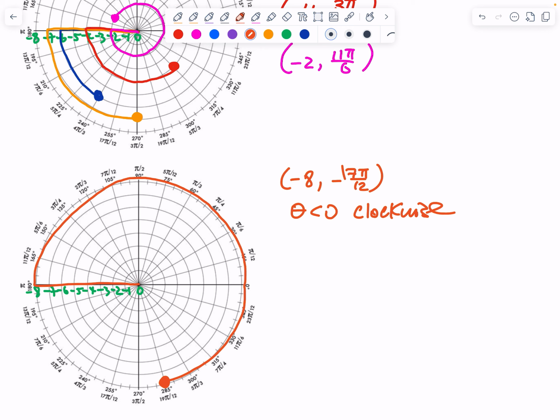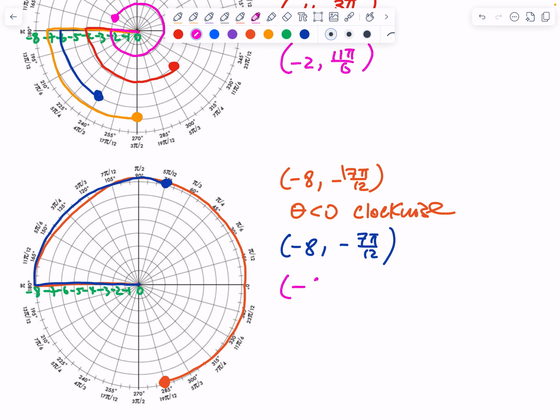How about just 7 pi over 12? If you want to do just 7 pi over 12, so negative 8, just negative 7 pi over 12. So that will be a 7 pi over 12 is here. Just one quadrant and then one more step. So that will be negative 8, one quadrant, and then one more step. That is a negative 8, negative 7 pi over 12.